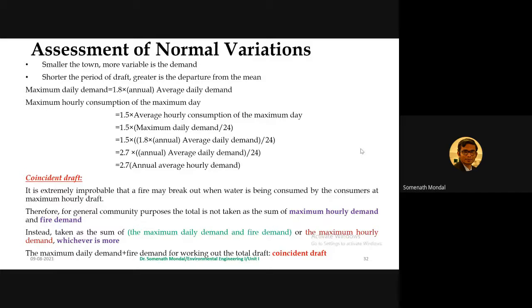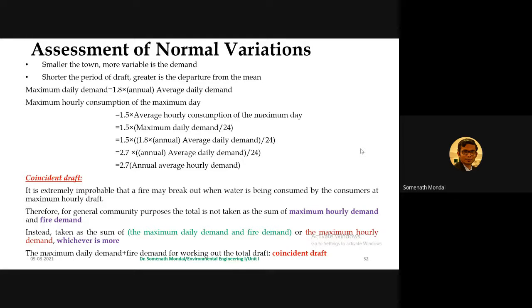So that is basically maximum hourly draft, and when water is being consumed at that rate, during that time also you may have a fire breakout. That is why for general community purposes, the total draft is not taken as the sum of maximum hourly demand and fire demand, but is taken as the sum of maximum daily demand and fire demand, or the maximum hourly demand.